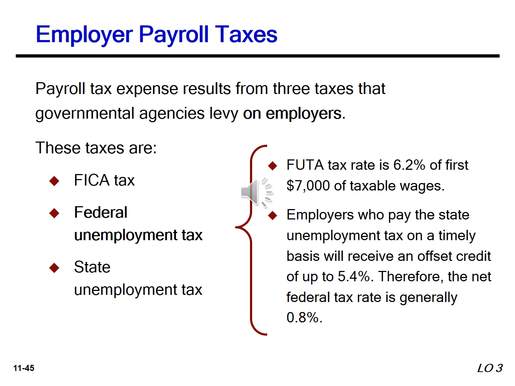Now for FUTA, or federal unemployment tax, the rate is 6.2% of the first $7,000 of taxable wages, and employers who pay the state unemployment tax on a timely basis will receive an offset credit of up to 5.4%. Therefore, the net federal tax rate is generally 0.8%. Please bear in mind that these all pertain to the United States of America, and it usually is different from one country to another.